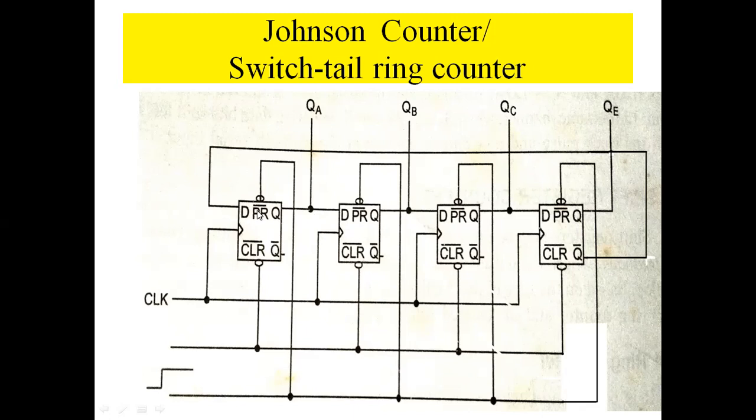So after application of the clock pulse, what will happen? QA will be 1, QB will be 0, QC is equal to 0, and QD is equal to 0. Still QD is 0, so Q bar is 1. So when you apply another clock pulse, this QA will transfer to QB, and this 1 will also transfer to QA.